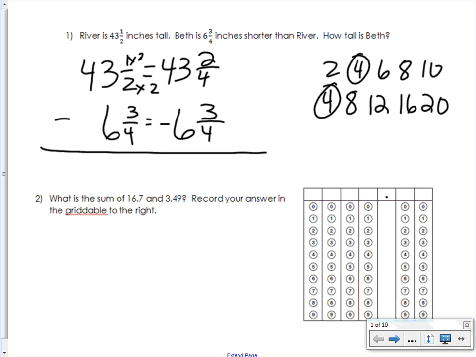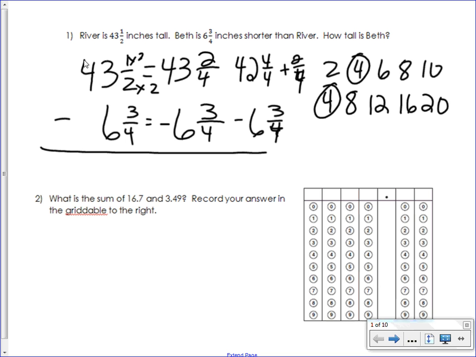Now I have 43 2/4 minus 6 3/4. Now, if you notice, the bottom fraction is larger than the top fraction, and if you have 2/4, you can't take 3/4 from that. So I'm going to borrow and rename 43. I'm going to rename it 42 4/4, because that is still 43, plus the 2/4 that is already there. And 6 3/4 stays the same.